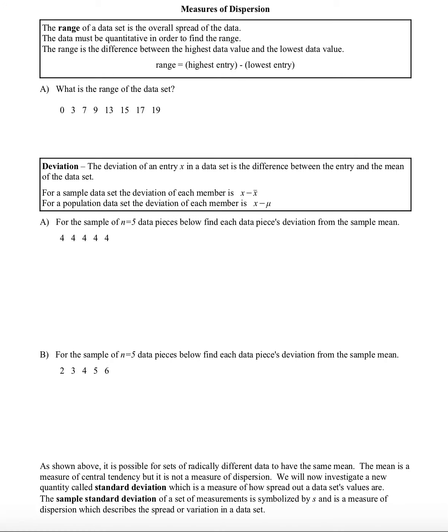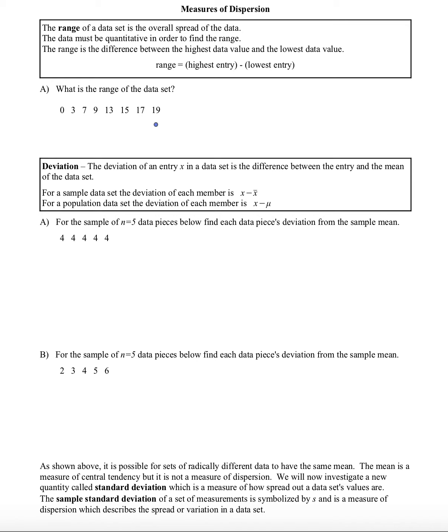Here we'll examine measures of dispersion in data sets. One of the simplest measures of dispersion is the range of a data set. That's the overall spread of the data, and we find it by subtracting the highest entry minus the lowest entry.